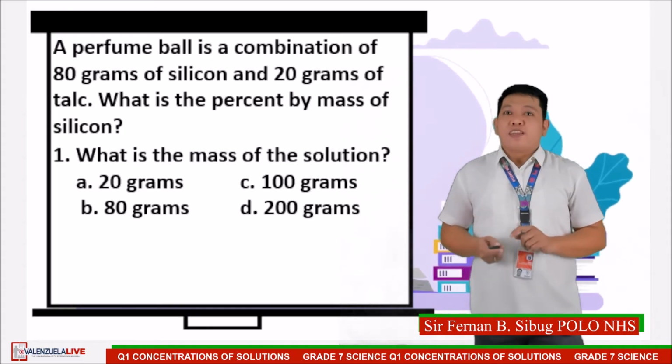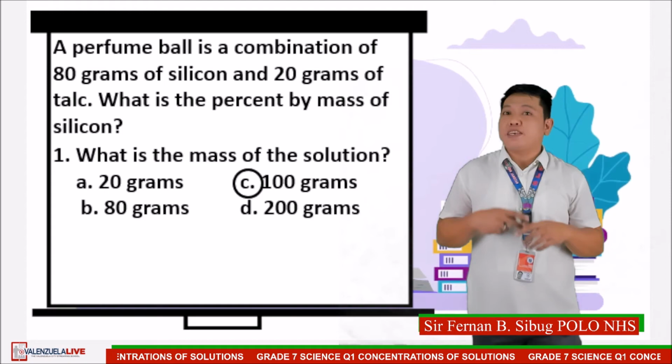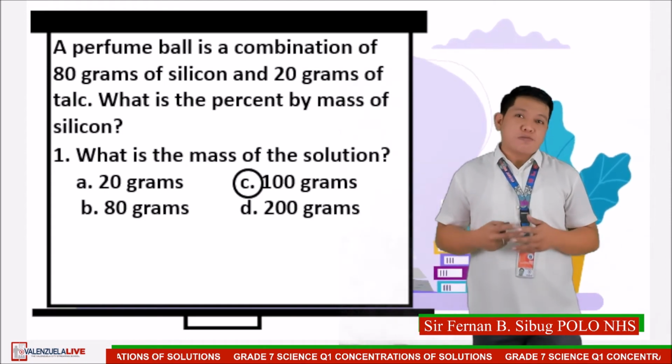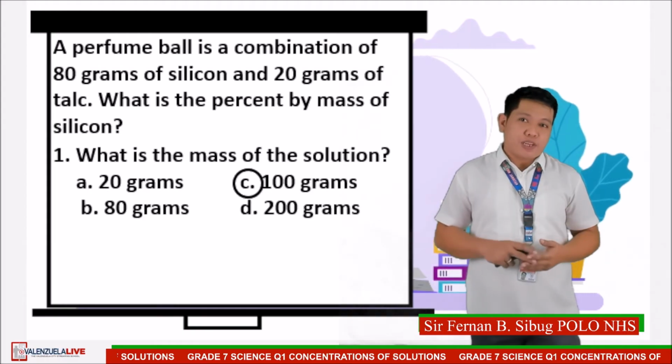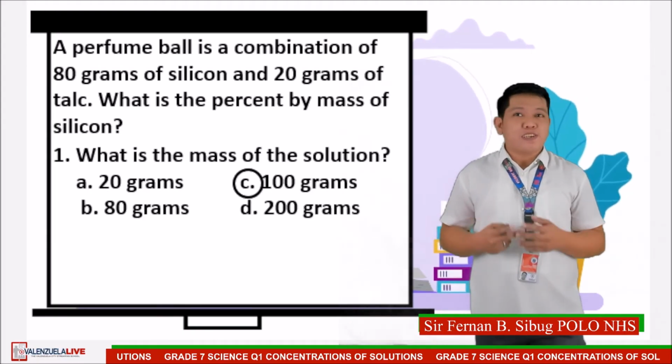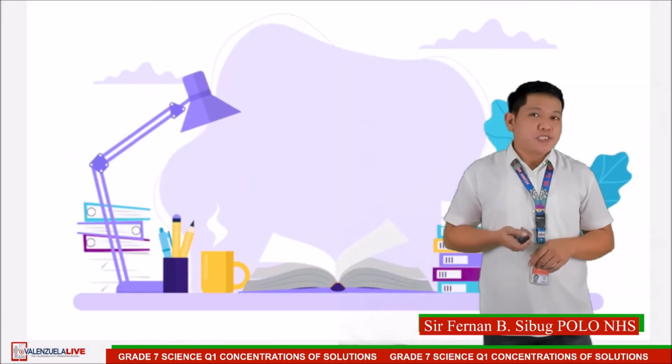Correct. The correct answer is letter C, 100 grams. Again, in order to get the mass of the solution, we will add the mass of the solute and the mass of the solvent. So 80 grams plus 20 grams, we will have 100 grams. Question number 2.